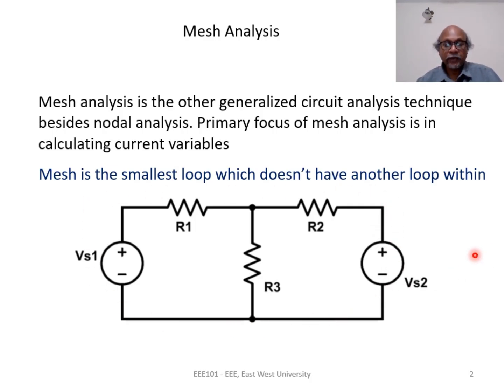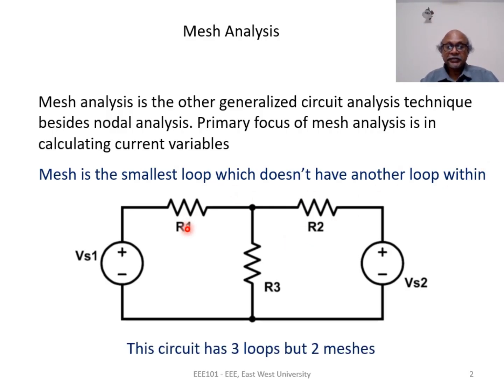The first two loops are meshes. Vs1, R1, R3: this loop does not have another loop within it. R3, R2, Vs2 also doesn't have another loop within it. So these are meshes. However, the outer loop Vs1, R1, R2, Vs2 contains two smaller loops within. So this is not a mesh. We can summarize that this circuit has three loops but only two meshes. In mesh analysis, we will count the number of meshes a circuit has.